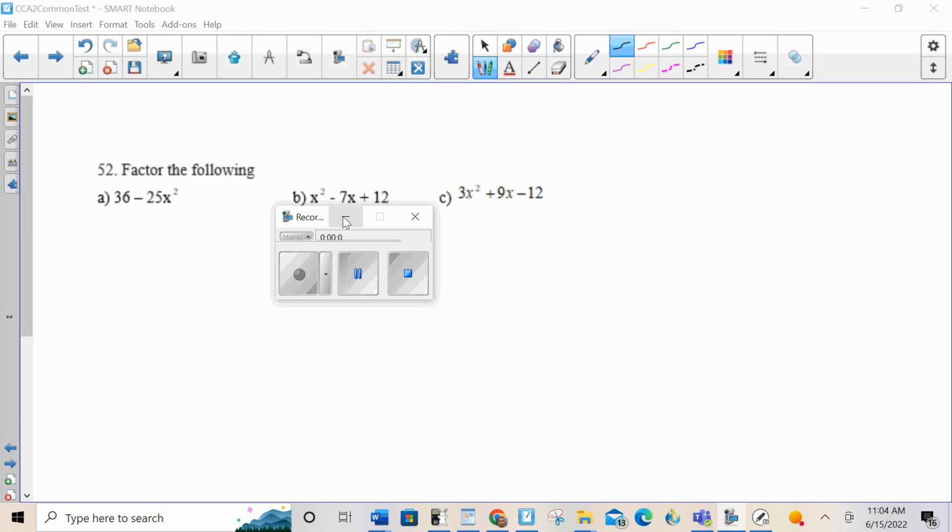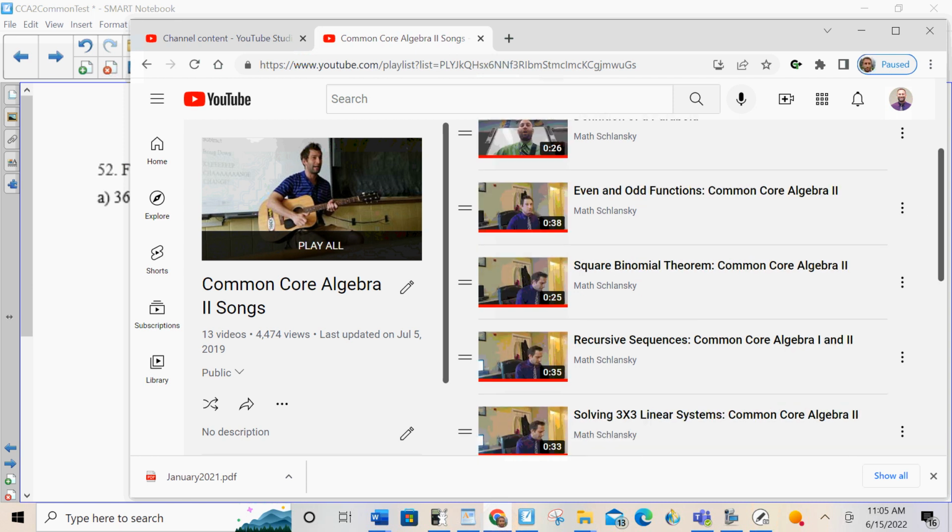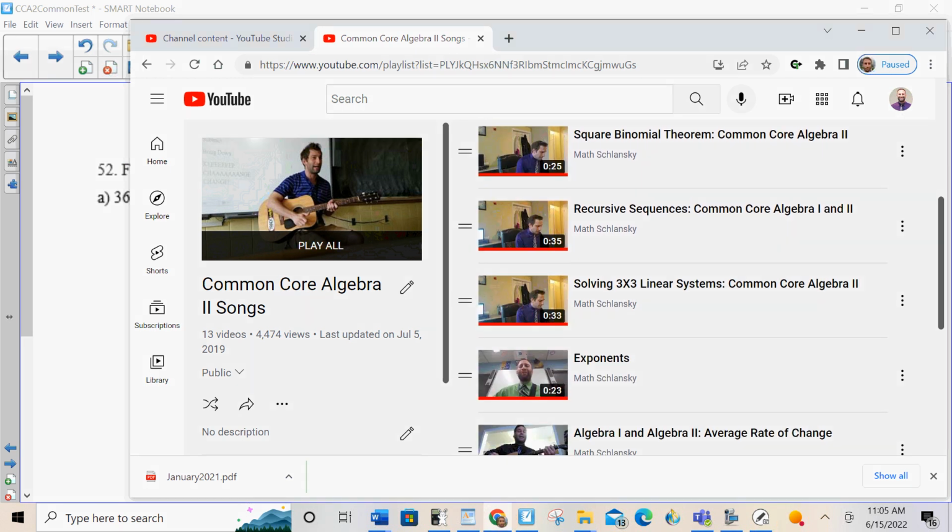Hi everybody, we're back and we are now going to talk about the factoring and equation solving that you need for the Common Core Algebra 2 Regents exam. And let's start us off with a song because you need to have structure when it comes to your factoring, and here it is.